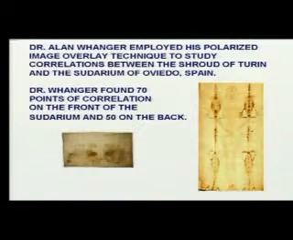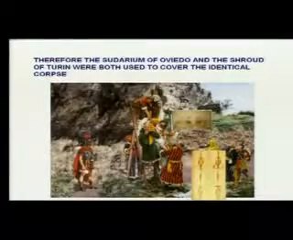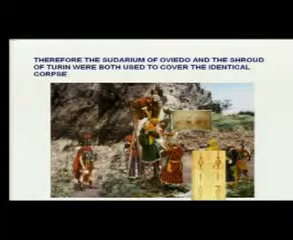So Dr. Alan Wanger employed his polarized image overlay technique to study correlations between the Shroud of Turin and the Sudarium of Oviedo in Spain. And he found 70 points of correlation on the front of the Sudarium and 50 on the back. So we can make a conclusion here, a scientific conclusion, that the Sudarium of Oviedo in Spain and the Shroud of Turin were both used to cover the very same identical corpse, because the blood group and the markings are identical.